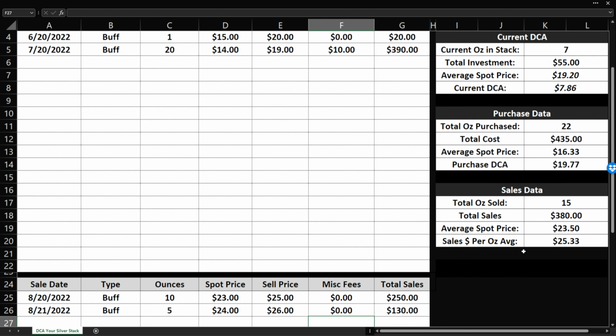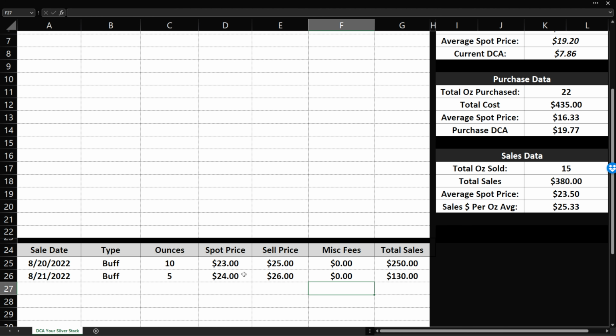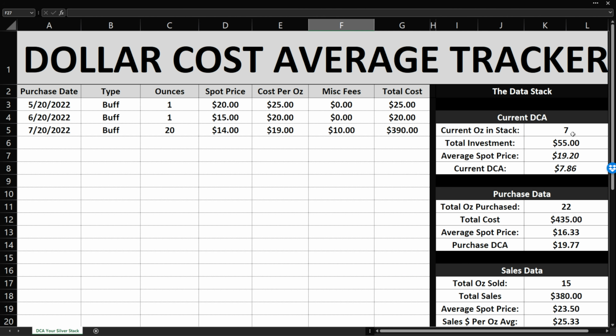Now these numbers actually add together if you look at your current DCA. So we've sold 15 of the 22 ounces we've bought, which means our current ounces in our stack right now is only 7 ounces left. But we made a profit on the majority of that silver. So that 7 ounces that we still have in our stack only has a dollar cost average of $7.86 per ounce. That would be pretty cool if that could happen.